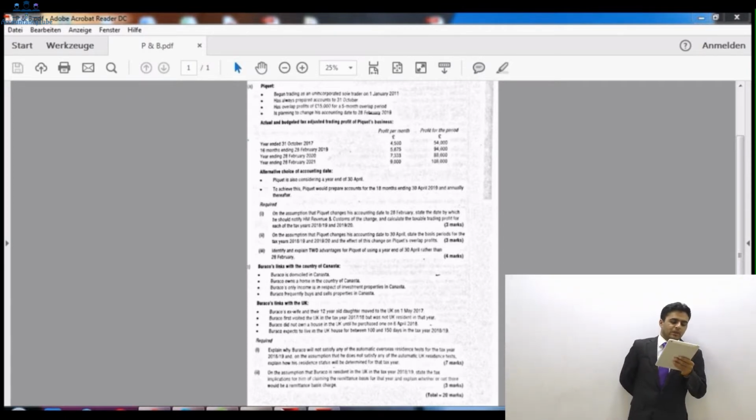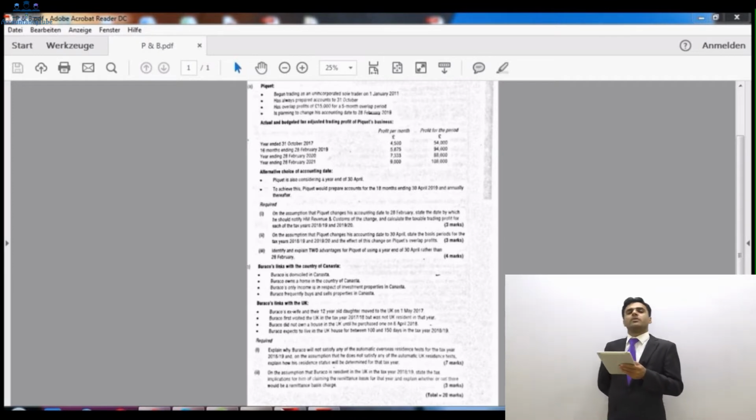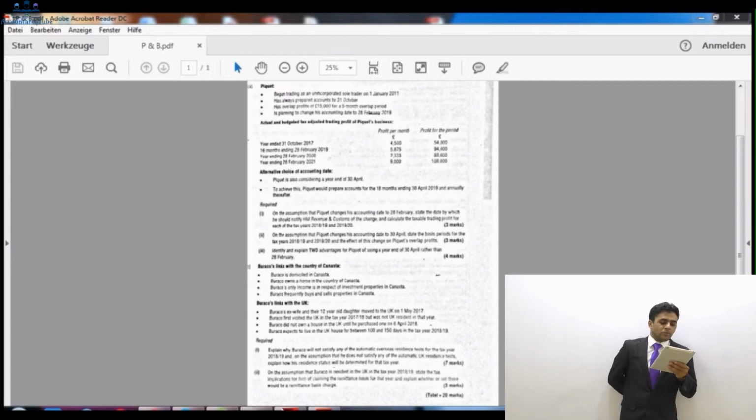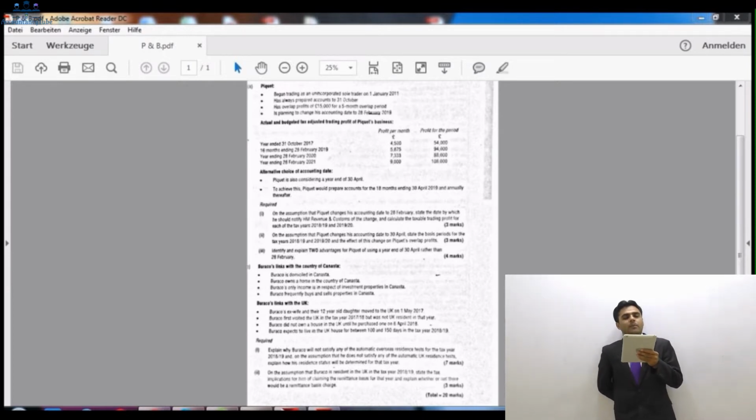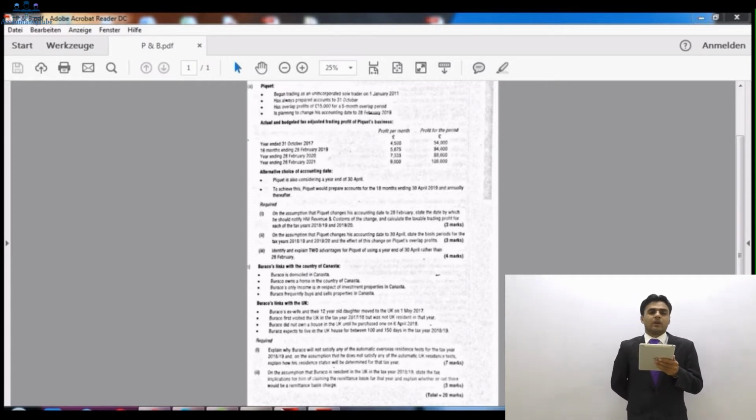Now he's not working full-time overseas, as it says the only income is in respect of the investment properties in Canasta, which tells me that he's not working overseas. So that information is not relevant. There is no information here about how many days he spent in the UK or overseas. If you read the second requirement, which is about the UK, in the last information provided it says Baracco expects to live in the UK house for between 100 and 150 days in the tax year 2018-19.